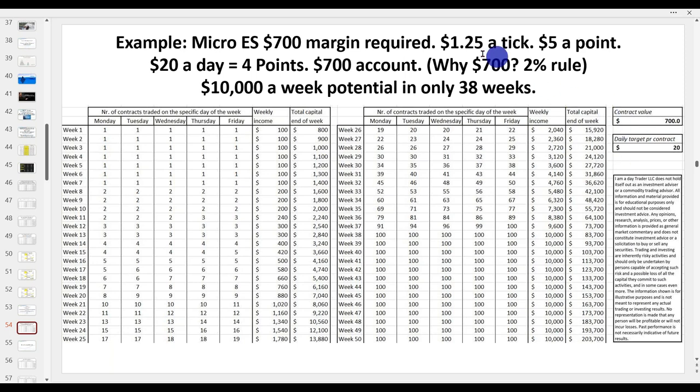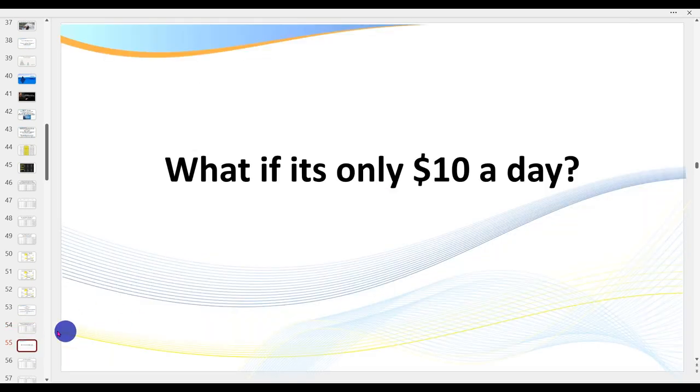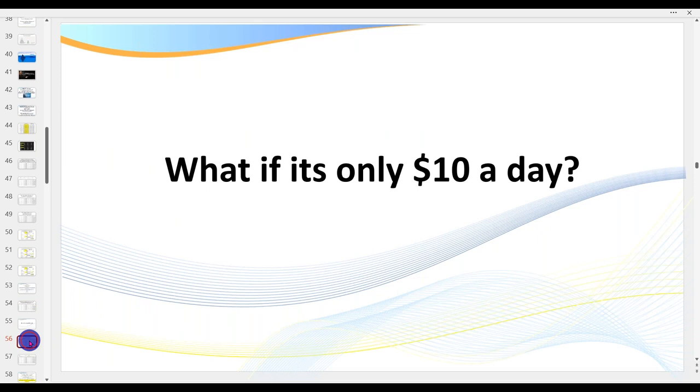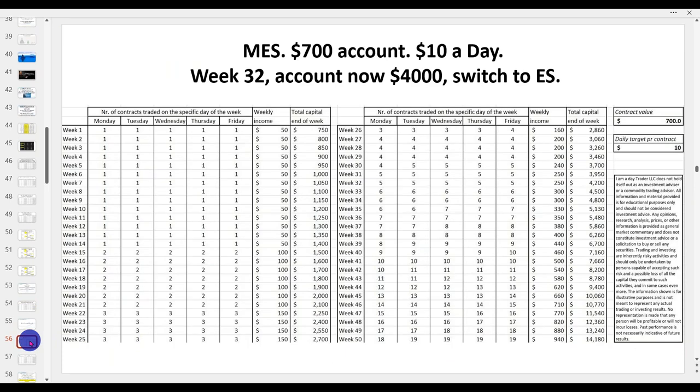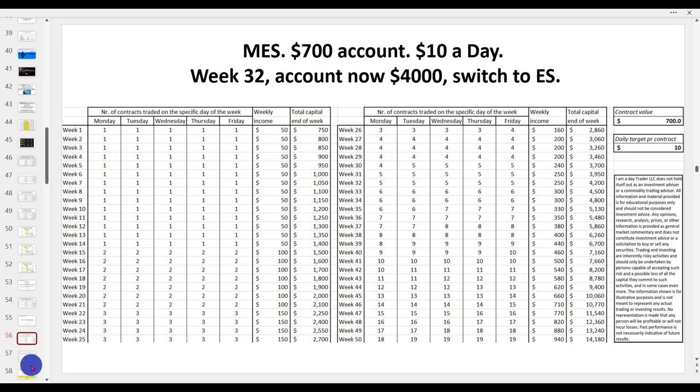So if you started with $700, okay? So that basically means you can have a $14 stop loss, $20 a day. Just on that alone, you're up to 10,000 potentially in only 34 weeks on $700 and never trading any more or increasing the number of contracts until you double your money each time. Let's take it down even more. What if it's $10 a day? I just want to show you how realistic this can be.